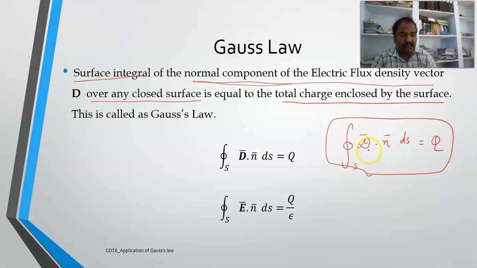In other words, because D bar is equal to epsilon times E bar, I can write this as epsilon times the surface integral of E bar dot n bar, or I can bring epsilon to the other side. So these are the two statements of Gauss's Law. Now we will try to apply Gauss's Law for determining the electrostatic field intensity or electric flux density.